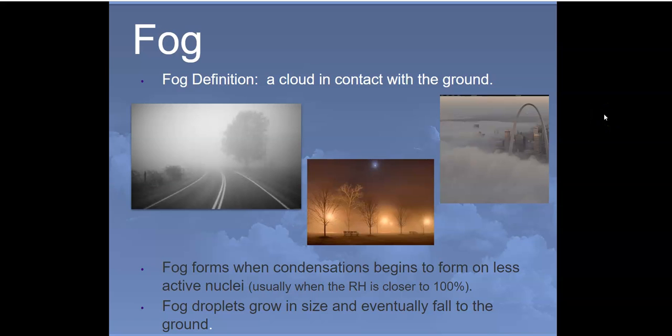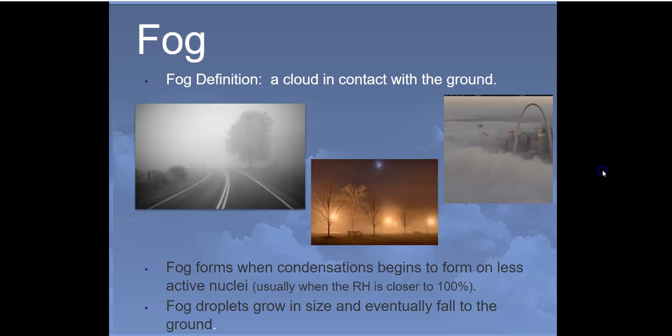So fog forms when condensation begins to form on less active nuclei, usually when the RH value, the relative humidity, is closer to 100%. The fog droplets can grow in size and eventually will fall to the ground. More than likely what happens is this occurs in the morning. The sun will come up and it'll start to burn off that fog, especially in early summer.